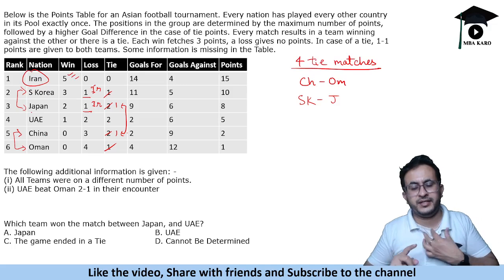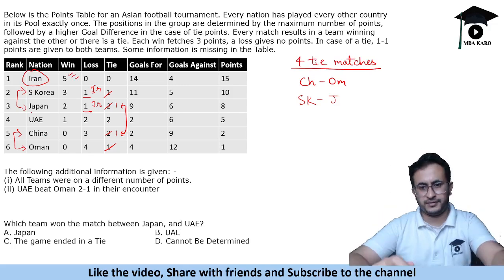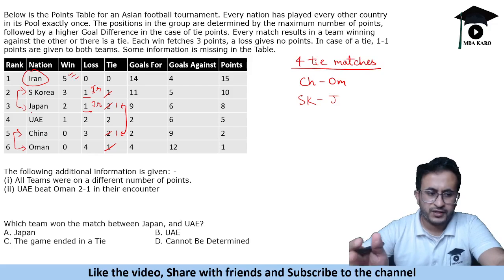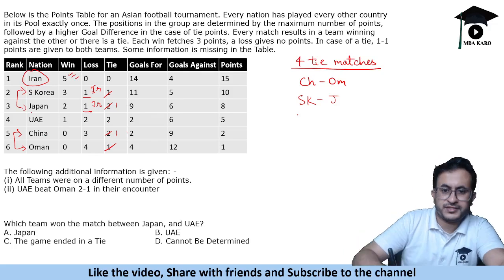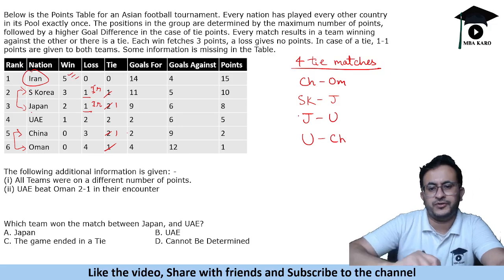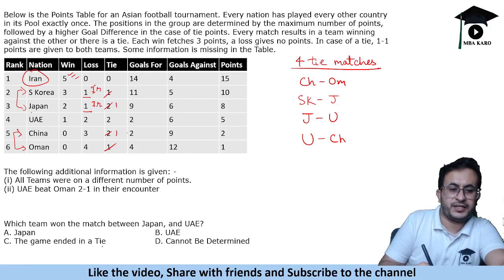For tie match, it has to be tie with some country. It is not that you cannot play, like if it is win, it has to be loss for someone else. If it's a tie, it should be tie for other country also. So Japan cannot have China tie. So Japan versus UAE will be one of the tie matches. Japan versus UAE, and another tie match will be UAE versus China. So these are the 4 tie matches in the tournament. So Japan and UAE is a tie match.